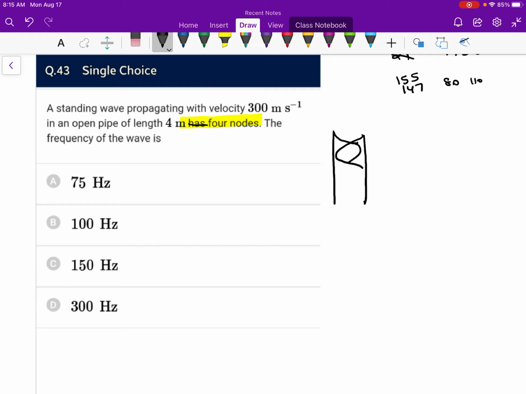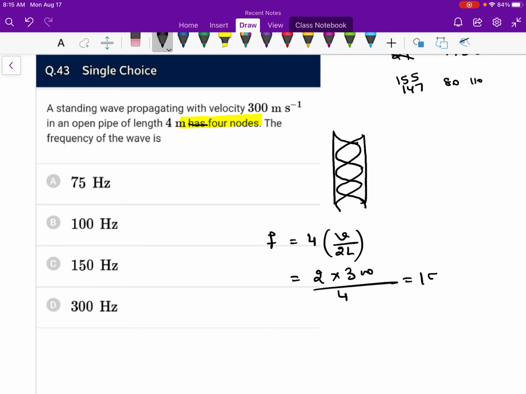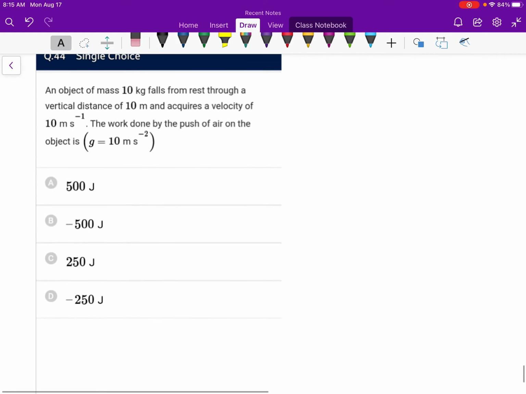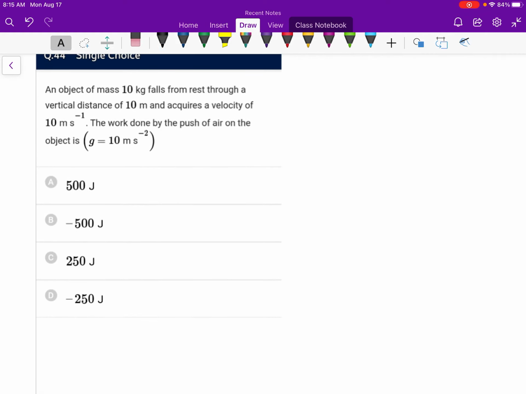Okay, so this is the situation. This is first, second, third. So 1, 2, 3, 4. Okay, so there are 4 complete loops. The pipe is oscillating in the 4th harmonic. So F is nV by 2L, so 4V by 2L. The frequency of the wave is, so this is 2, V is 300, and upon L is 4. So this is 150 hertz. So C is the correct option.